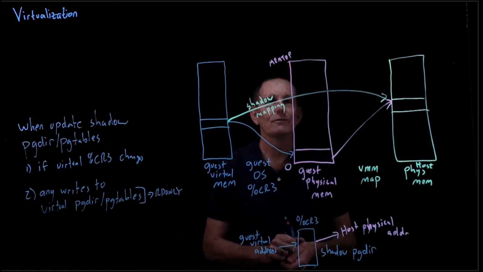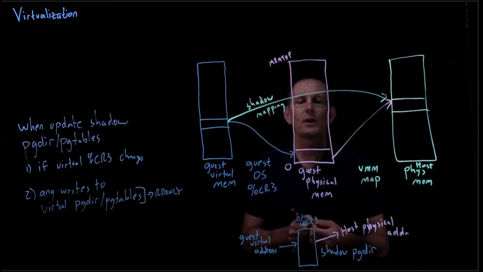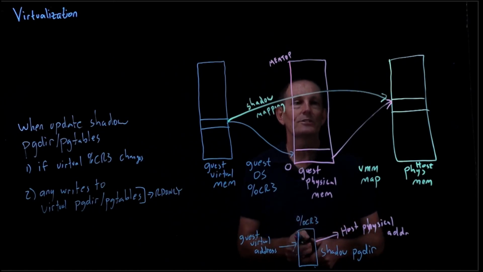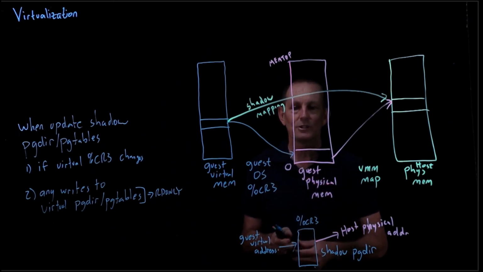So that allows memory access at full speed. We don't need to pay any extra price to access memory, to read or write memory. All that we really have to do is make sure we're updating the shadow page table, but that's only as changes happen to the guest OS's page directory or page table.